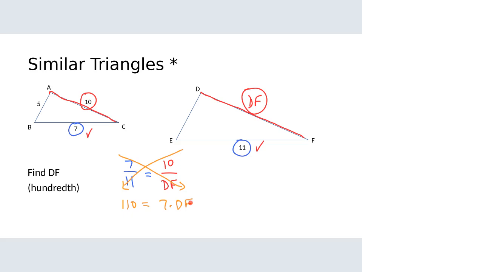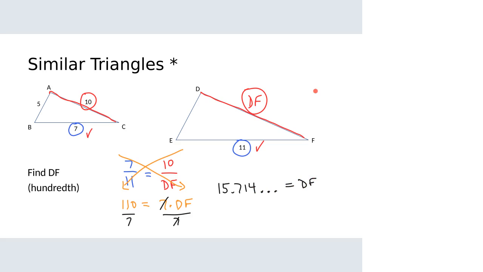The only thing left for me to do to get DF by itself is divide by 7 on the right, divide by 7 on the left. These 7's cancel, and I have 110 divided by 7, which is 15.714, and that keeps going. And that's equal to DF.